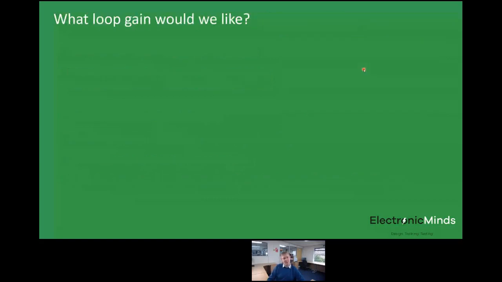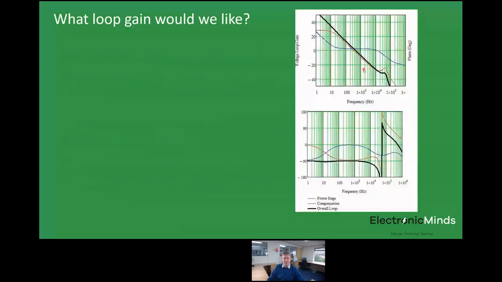Before we go into the details of those 2 steps, it's good to start with an idea of what sort of loop gain we actually want in our system, what sort of characteristics. We know we need it to be stable, but what else do we want that loop gain to look like? This is an example modeling a flyback converter in closed loop, and I've put this up to give you an idea of what we're looking for in a gain and phase characteristic.